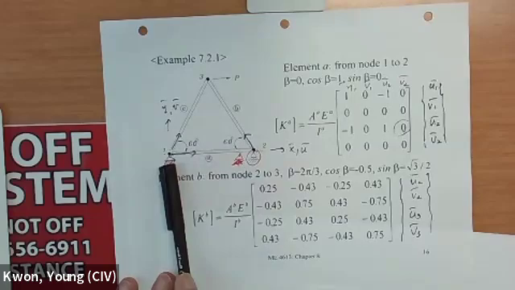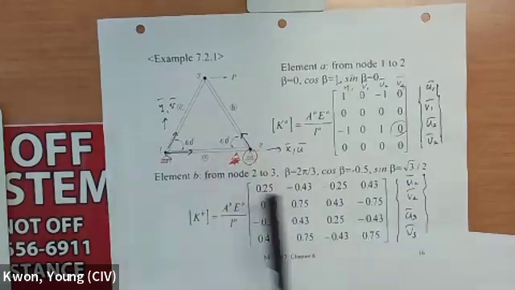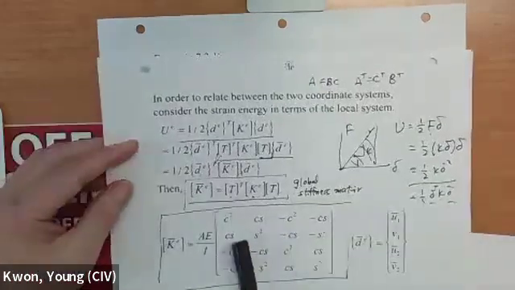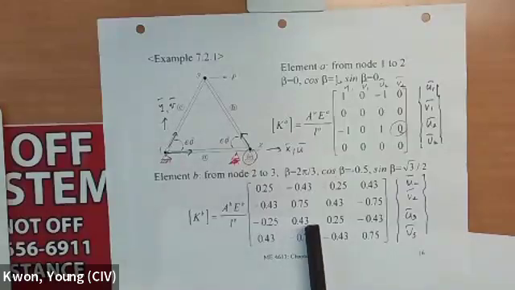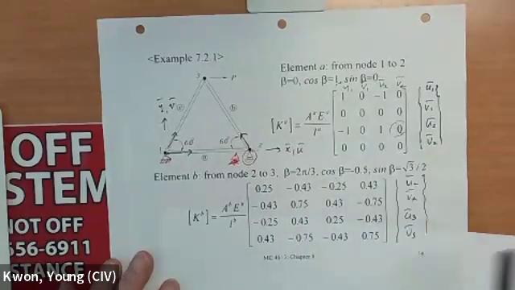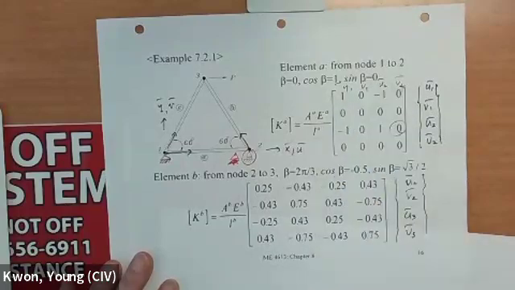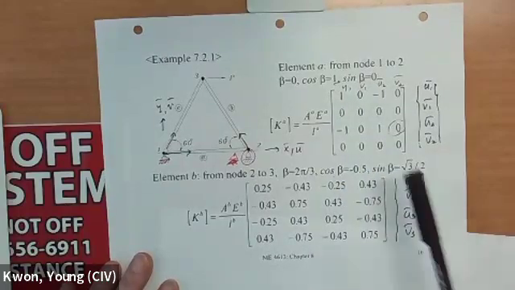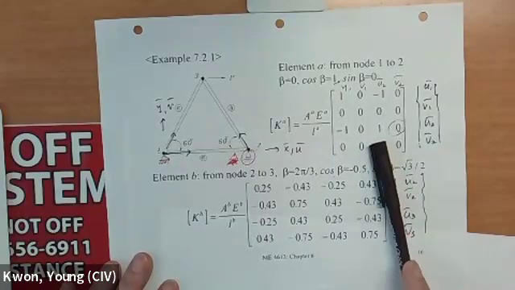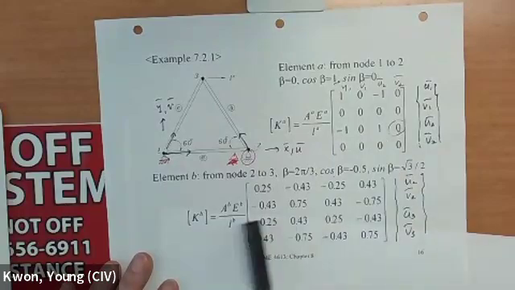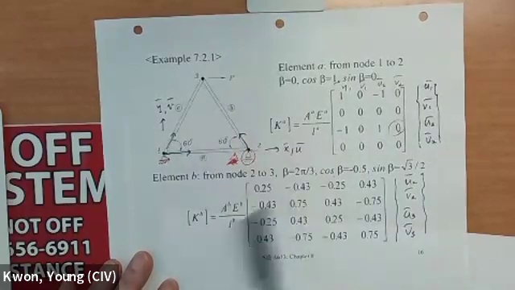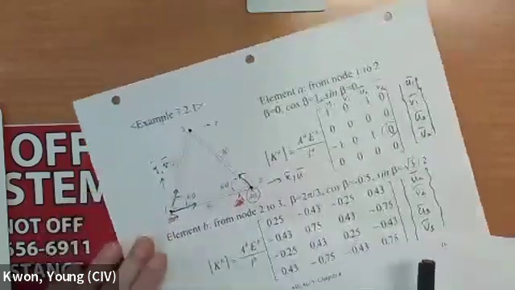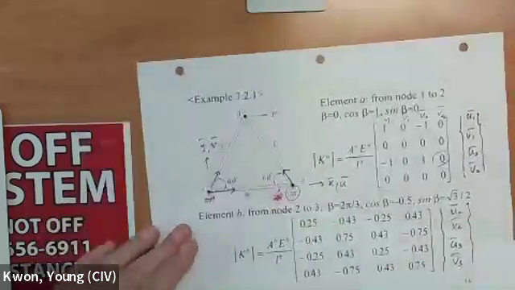If you plug that into the previous expression to calculate the cosine and sine of the angle, you come up with the stiffness matrix in terms of the global coordinate system for element number 1. For element number 2, if you pick from 2 to 3, that is going to be 60 degrees. So you calculate that.